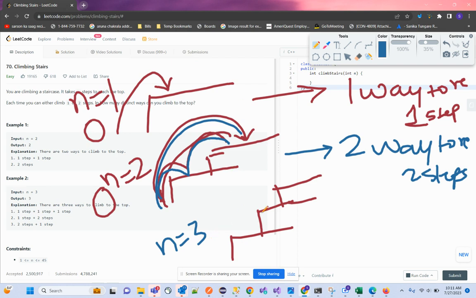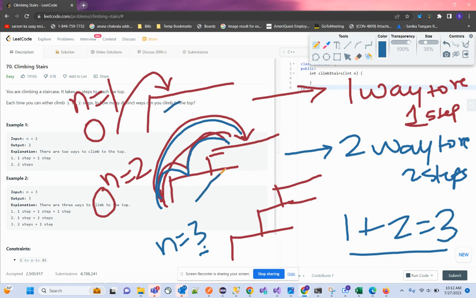So for three, we want to reach the third step, right? What is the number of ways to reach one step? One way. What is the number of ways to reach two steps? Two ways. If we add, it is three. So the number of ways to reach three steps is calculated backwards. Here it is one step and here it is two steps. I'll just add them and then I can go to the last step, that is the third step.